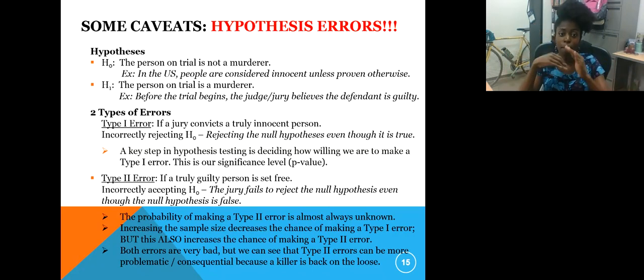Both errors are very bad. Whether you put an innocent person in prison incorrectly, or you allow a type 2 error, which can be equally problematic, because now a killer is back on the loose. That's tough. Which one are you more willing to accept? Well, one you can actually control, that type 1 error. Type 2 error, completely unknown.